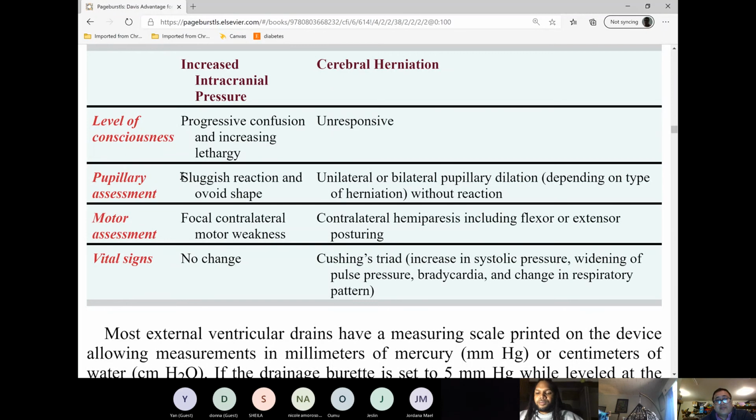Here are your pupillary reactions. Ovoid shape is an oblong shape, like a cat. Have you ever seen a cat pupil? Who has cats here? None? Okay, so I have cats. Go grab a cat and then look at their pupil.